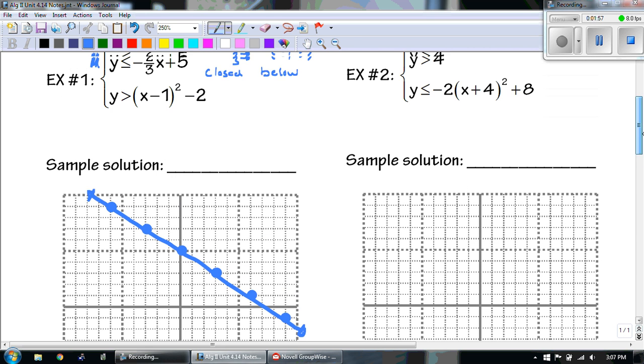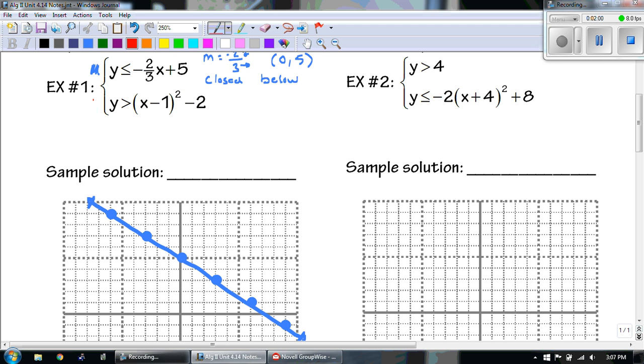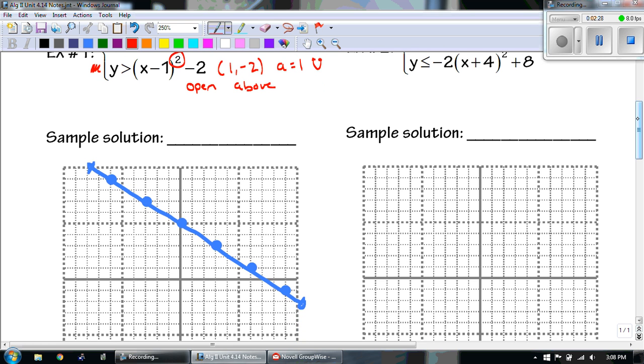Okay, now I'm not going to shade it yet because I want to do my bottom inequality. It's quadratic. I need to know that my vertex is at 1, -2. Out front, my a is 1, so it's positive, it's going up. And then looking at the inequality, it's open and above. So at 1, -2, I'm open and I'm going up 1 over 1, 1, 2, 3, 4 over 2. And as I'm graphing this, it is a dashed line, open points.